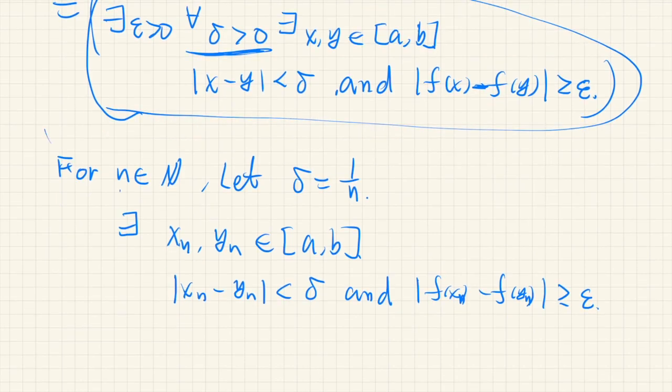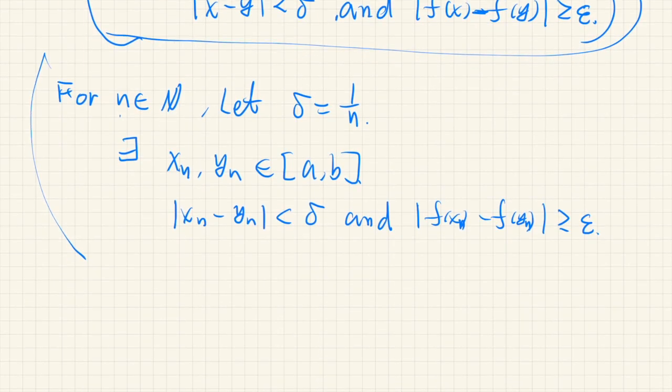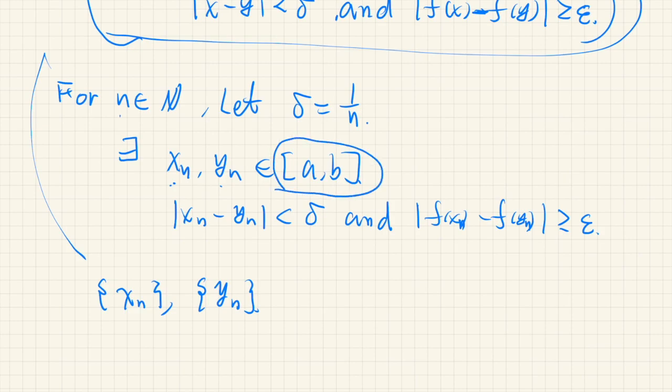So by this rule, we can construct sequences of numbers, xn and yn. And in particular, note that each xn and yn is an element of this interval, so these sequences are bounded between a and b.